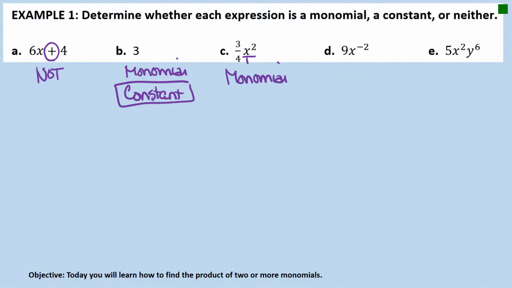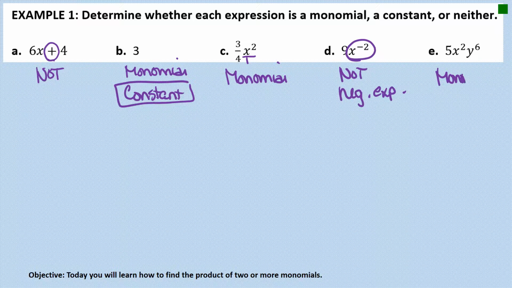This one, no, it is not because of the negative exponent. And E is a monomial. It's got a lot of stuff, but it doesn't have a plus sign, a minus sign, a negative, a variable in the denominator. It's a happy, happy monomial.